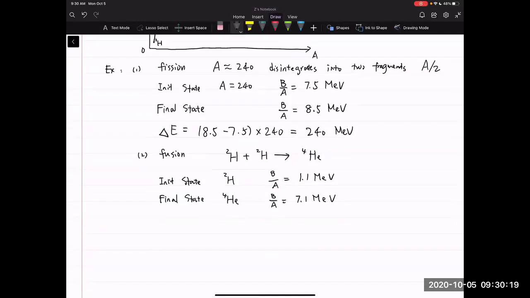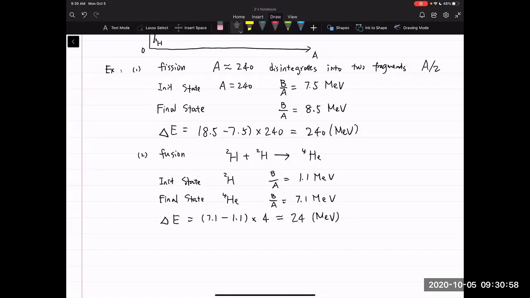Then by knowing this binding energy per nucleon, we can compute delta E, the amount of energy that gets released. So that'd be 7.1 minus 1.1, times how many nucleons we have here? 4. So this would be 24 MeV. So that is also about right. In this DD fusion process, the energy that gets released is close to 24 MeV.